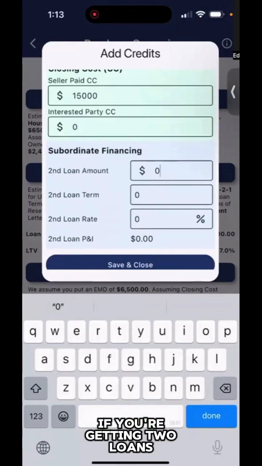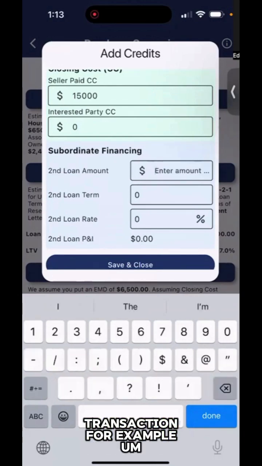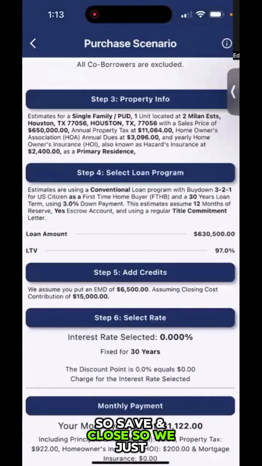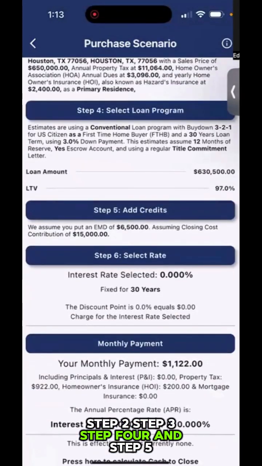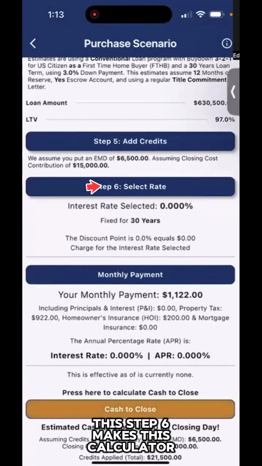If you're getting two loans, a primary loan and a second loan, you can put the second loan transaction. For example, I'm not looking for a second one, right? So I just save and close. So we just completed step 1, step 2, step 3, step 4, and step 5. Now we are on step 6. This step 6 makes this calculator unique.